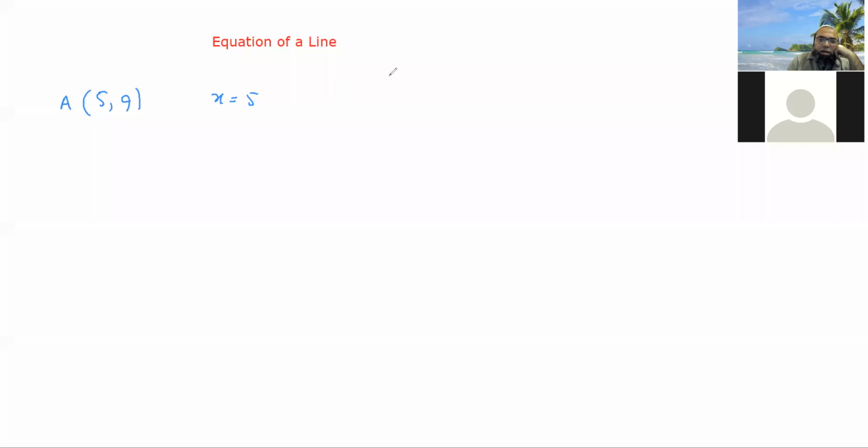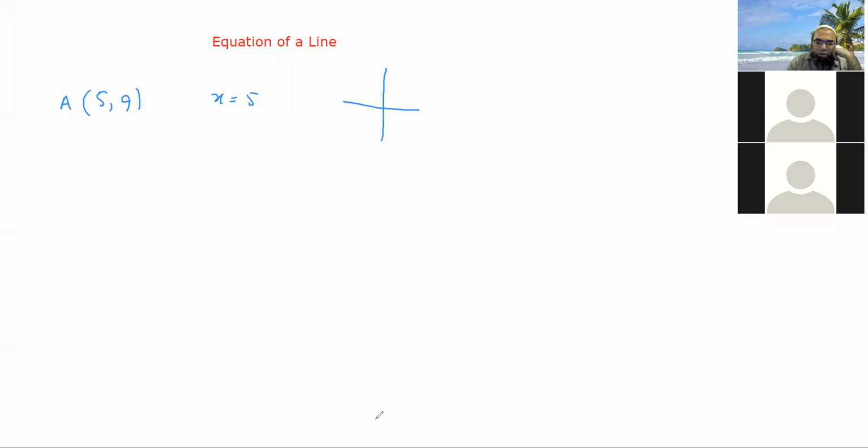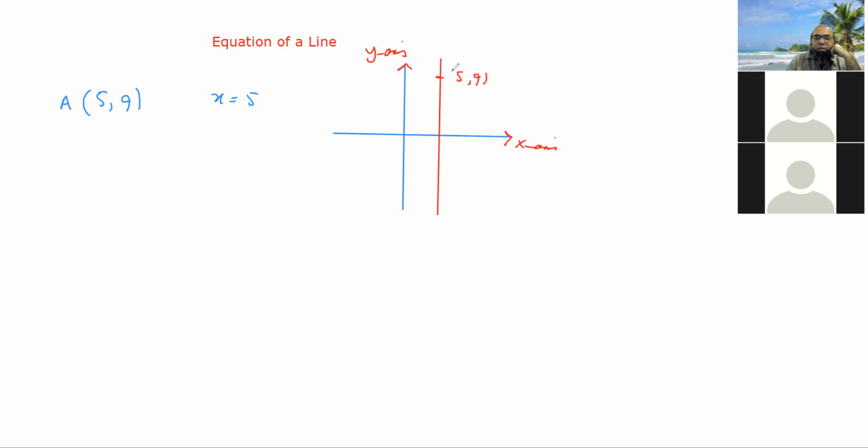X equal to 5. When we say that a line is parallel to the y-axis, let me use my tools to draw these lines. When we say the line is parallel to the y-axis, now this is a line which is parallel to the y-axis here, and this is the y-axis here, and this one is the x-axis. So if this point over here is 5,9, that is the point A, the equation of this line is simply x equal to 5.